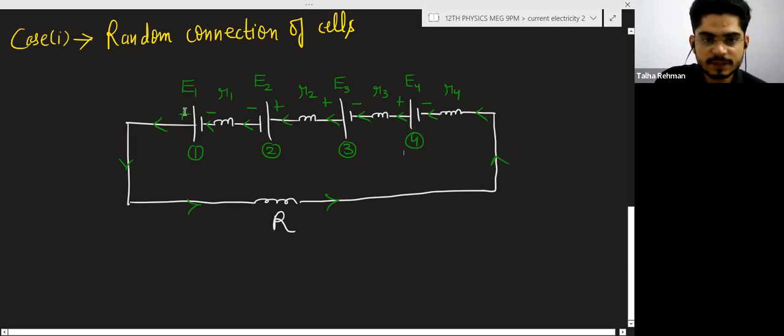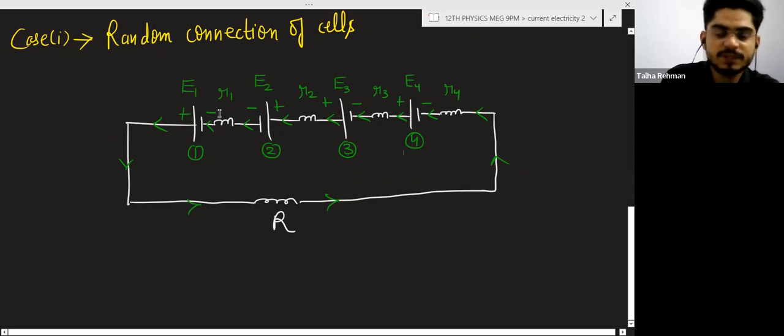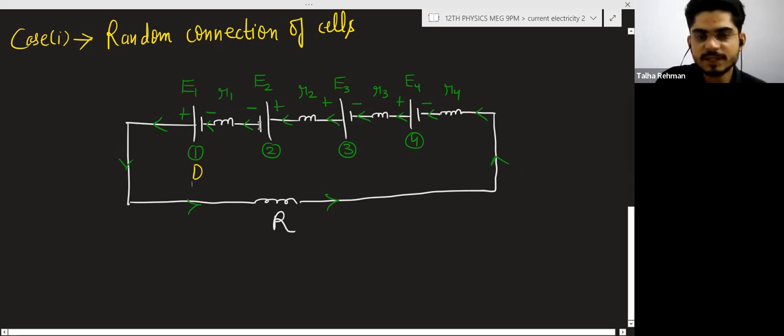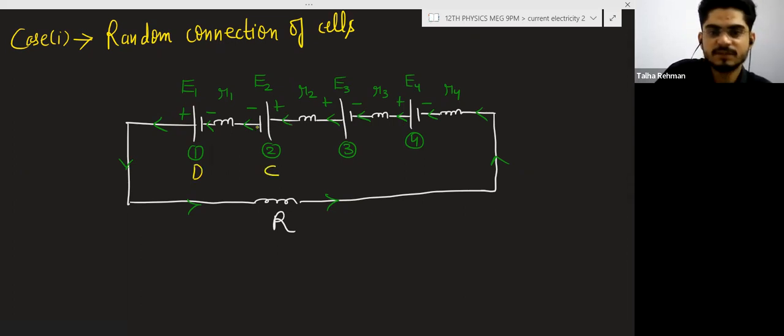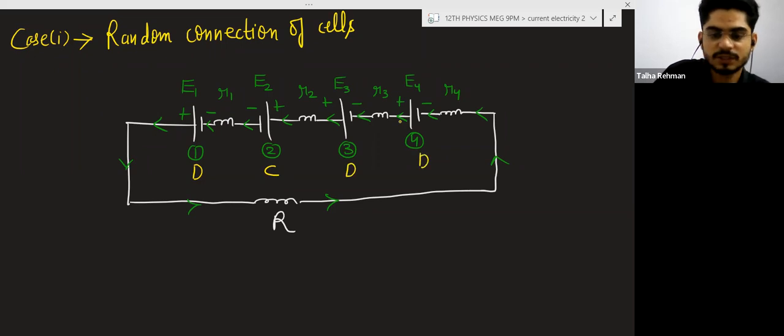see here, this is the positive terminal. So for this cell, the current is leaving the positive terminal. If the current is leaving the positive terminal, it means the direction of current is from positive terminal to negative terminal. This means this cell is in discharging condition. Now see this cell. Here the current is leaving the negative terminal, meaning the current is from negative to positive. So this cell is in charging condition. Here also the current is leaving the positive terminal, and here also. So this is also discharging, this is also discharging. Cell 4 is charging.